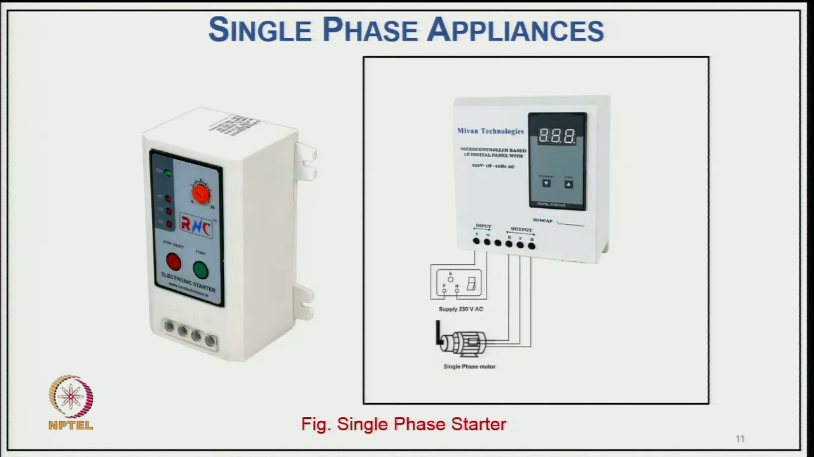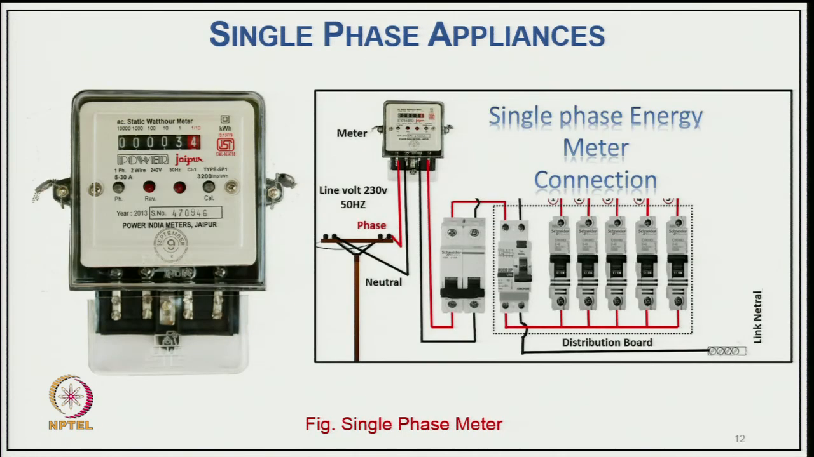Then you have typically your single phase starter for these motors, and then you have single phase meters. Normally, you will find most of the distribution for the home, I mean the supply, is single phase, because most of the equipment in the home is hardly more than 5 to 6 kilowatt. So, most of the load is 3 to 5 kilowatt. So, there we use only single phase supply.